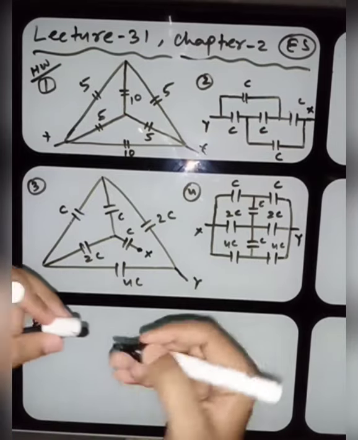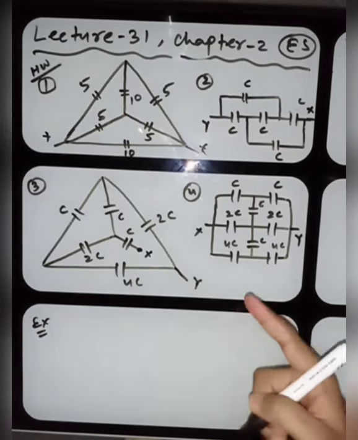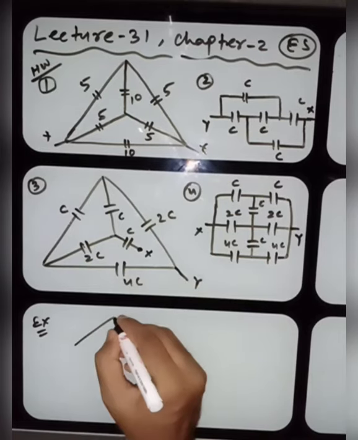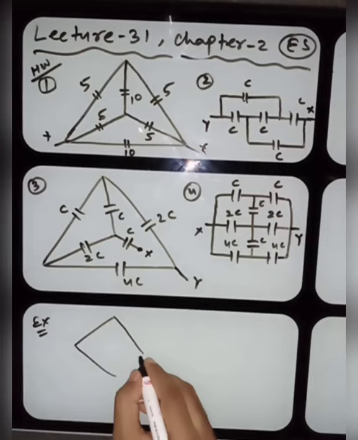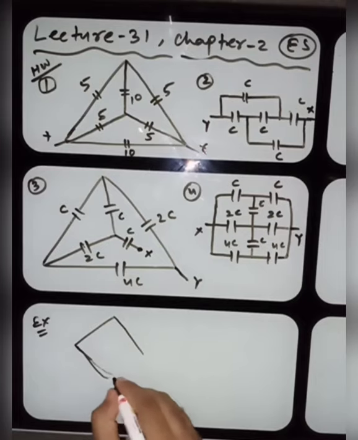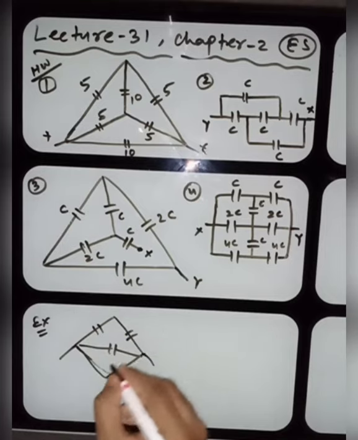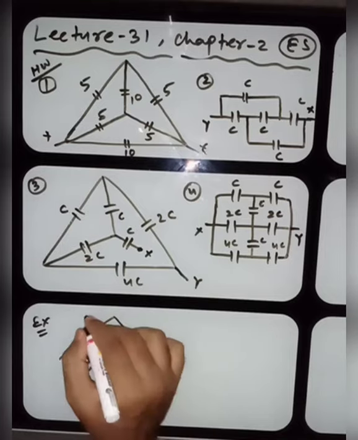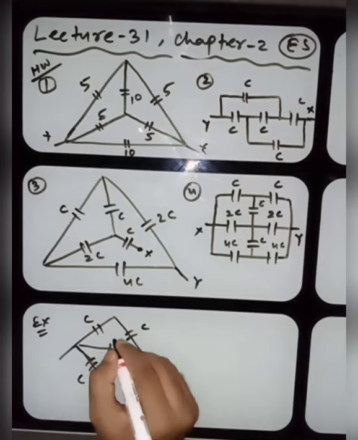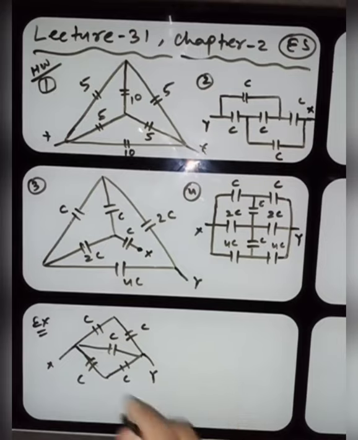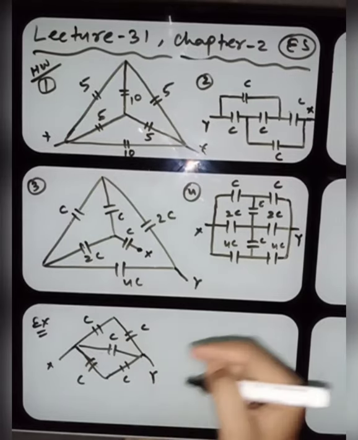Now my dear students, another example I am discussing here. Suppose this is the circuit, whether this one is balanced or unbalanced. Try to tell me the answer. C, C, C, C and C. Whether this one is balanced or unbalanced, and what will be the answer. Okay, pause the video and try to solve.